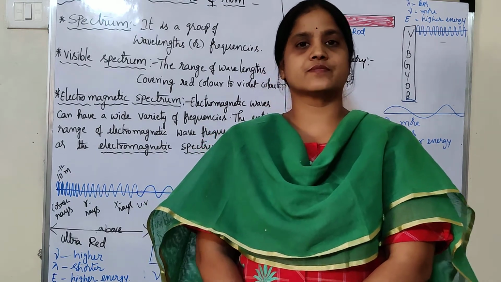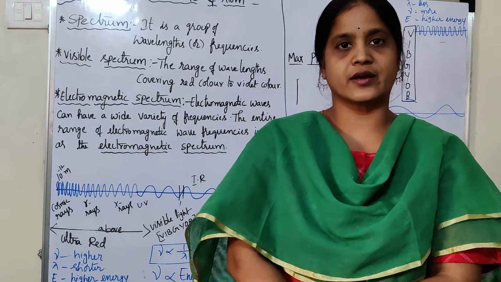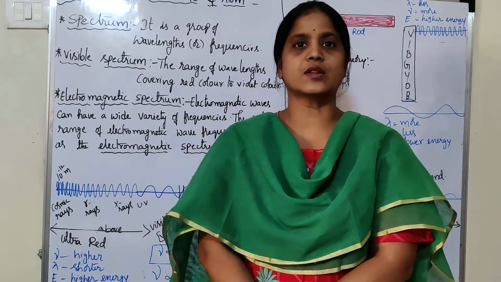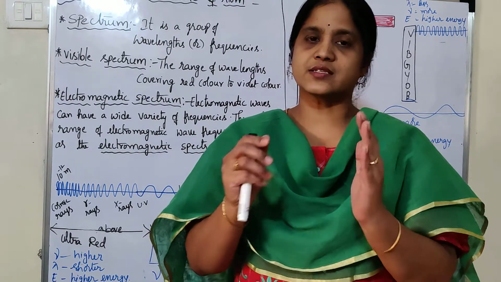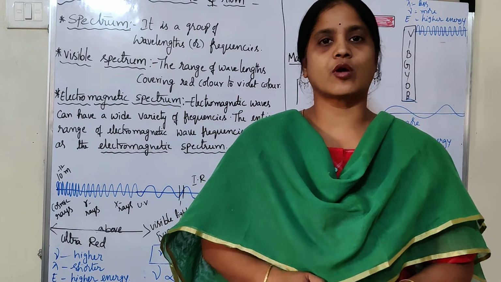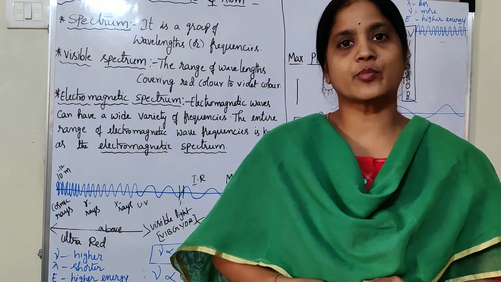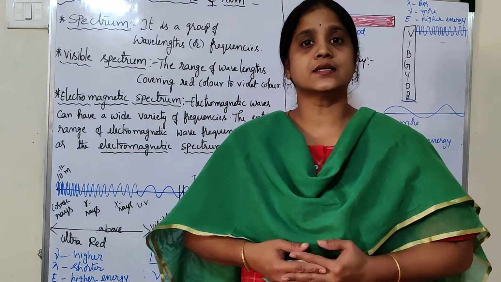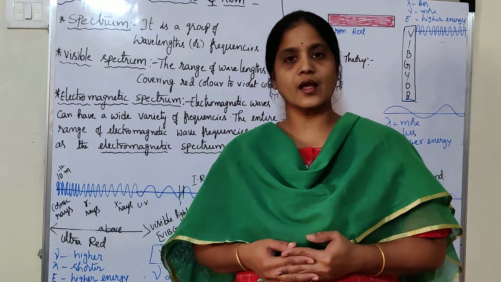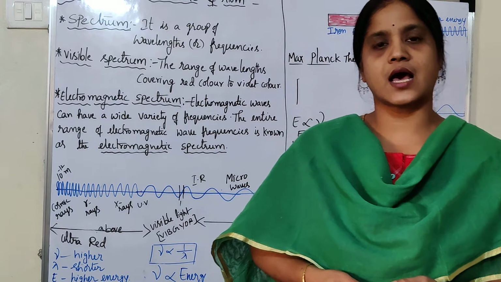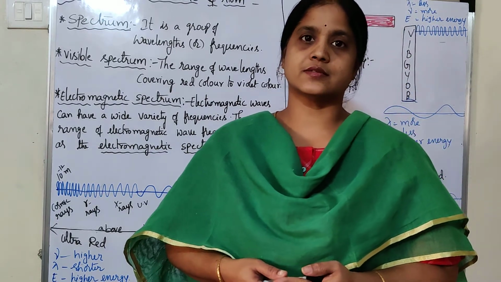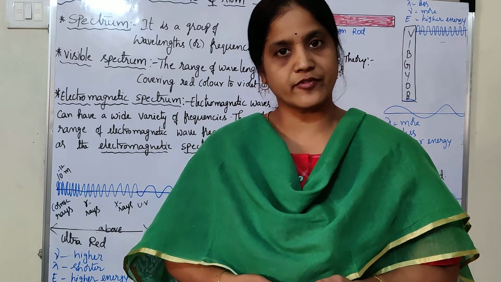What is spectrum? See, from the sun we can get different kinds of rays, but we cannot see all these rays. We can see only a part of it. That part we'll call visible light. Visible light contains a group of 7 colors, VIBGYOR. And all these colors have different frequencies and different wavelengths.